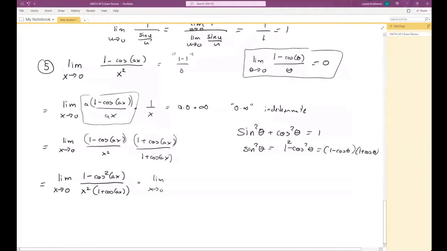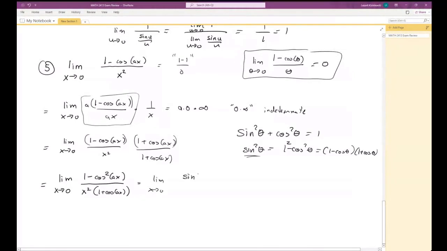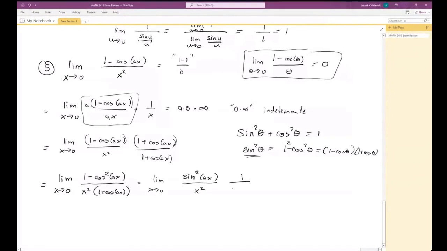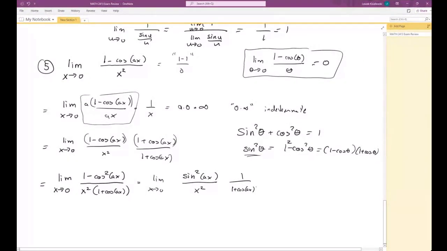Right, so you see the idea there. We get 1 minus cosine squared is sine squared. So we've traded in 2 terms for 1, which is nice. And I guess I didn't get to use the other special trig limit after all, unfortunately. Okay.